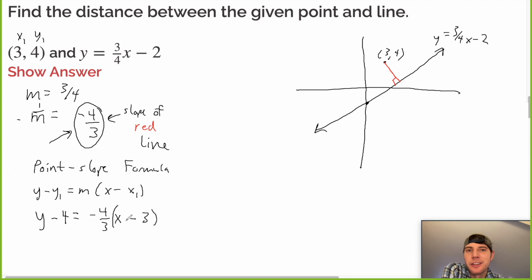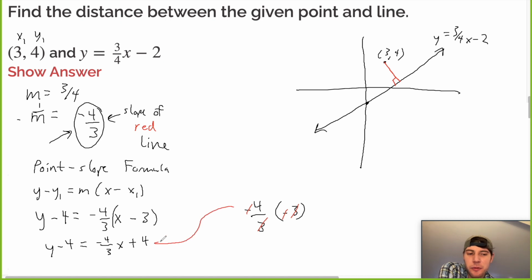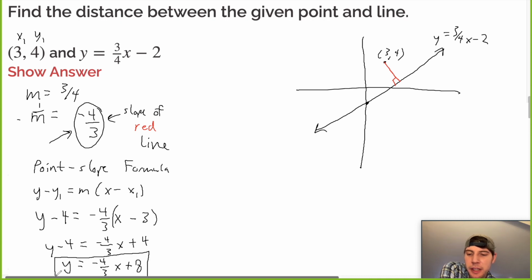Now let's rewrite it in slope intercept form. We'll distribute the negative 4/3. Negative 4/3 times negative 3: the 3's cancel, and so do the negatives. That's how this became a 4 right here. Then we add 4 to both sides, and we get y = -4/3 x + 8. So this is the equation of our red line.